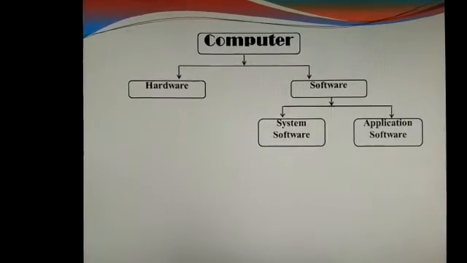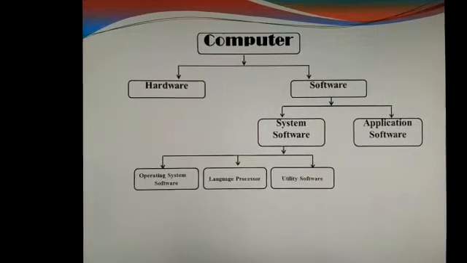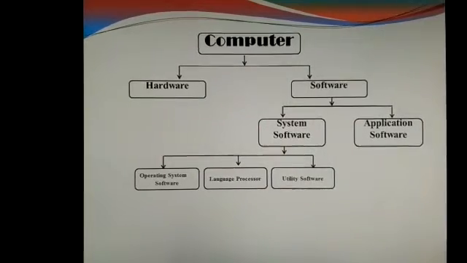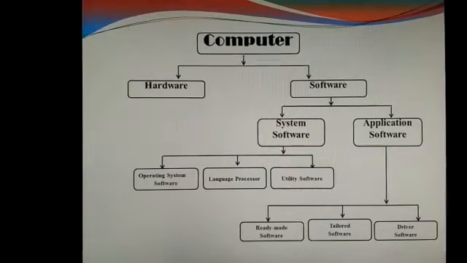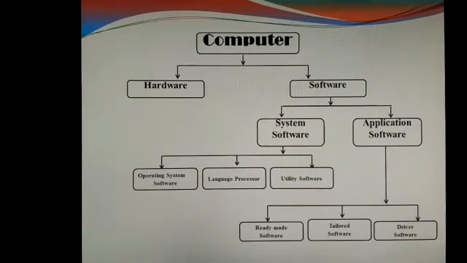System software is further divided into three. They are operating system, language processor, and utility software. Application software is also divided into three. They are ready-made software, tailored software, and driver software. Now students, we will discuss them one by one.